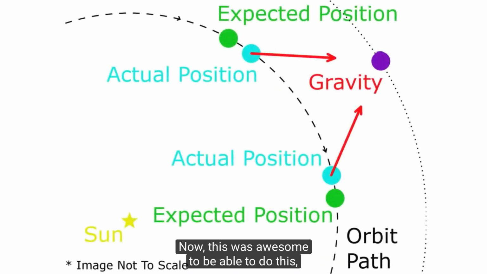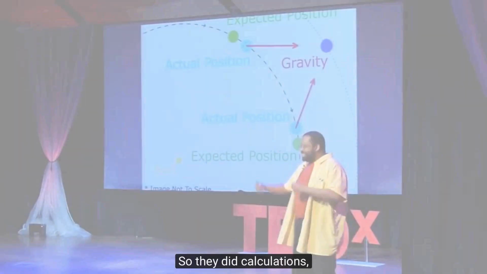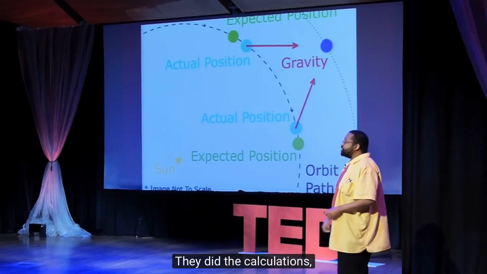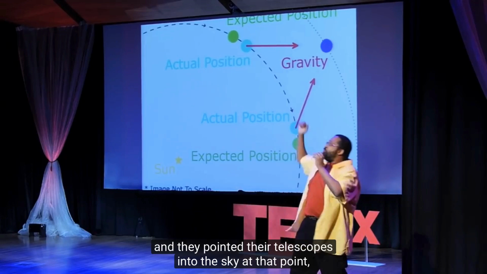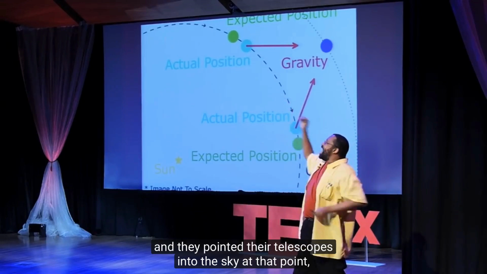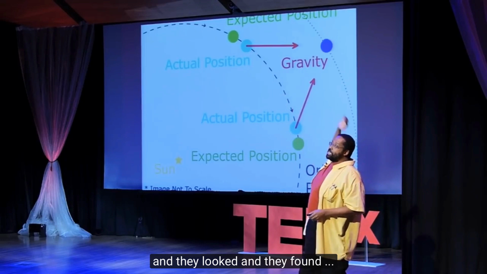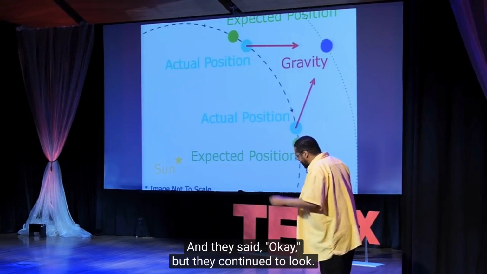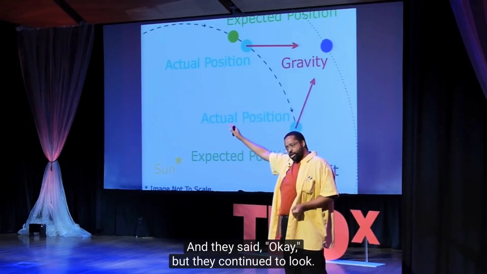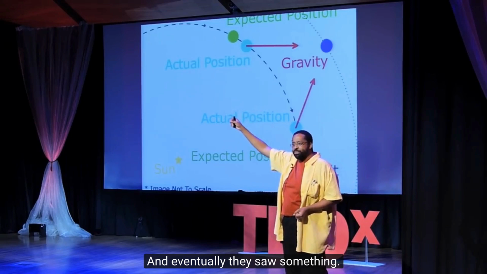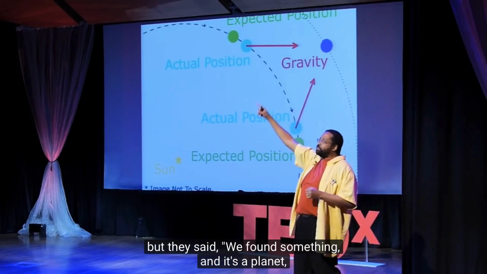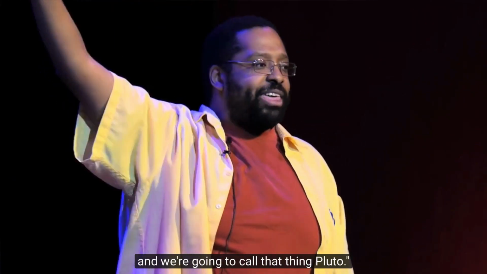Now, this was awesome to be able to do this, and there were still discrepancies in Uranus's orbit. So they did calculations. They said, maybe there's another planet out there, a planet X. They did the calculations. They figured out where that planet should be, and they pointed their telescopes into the sky at that point. And they looked, and they found nothing. And this was a problem. But they continued to look. And eventually, they saw something. And it wasn't where they expected, and it wasn't really the size they expected, but they said, we found something, and it's a planet, and we're going to call that thing Pluto.